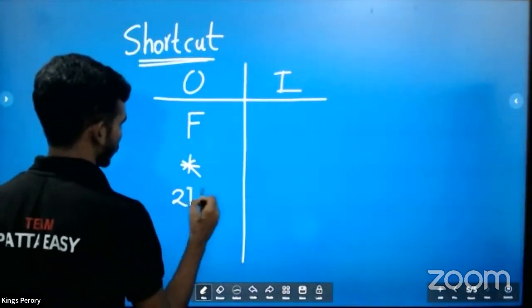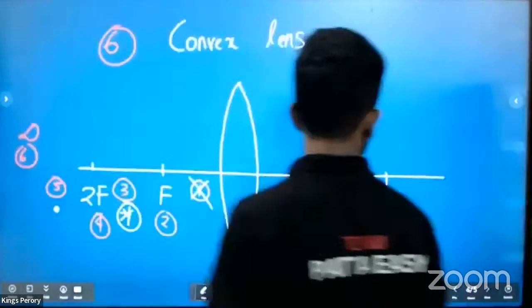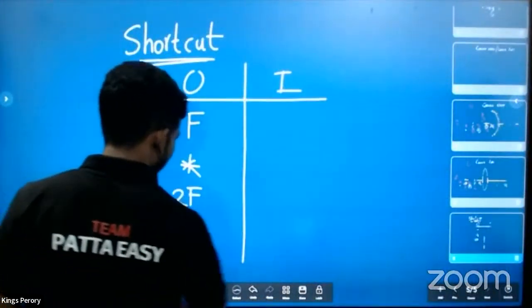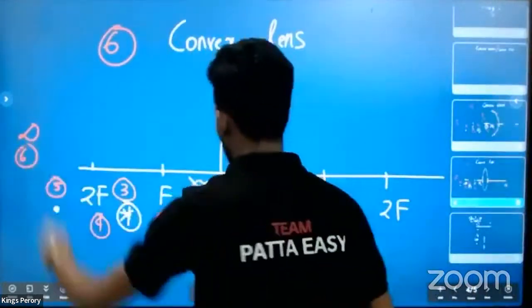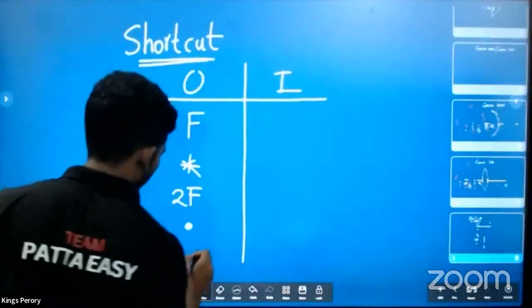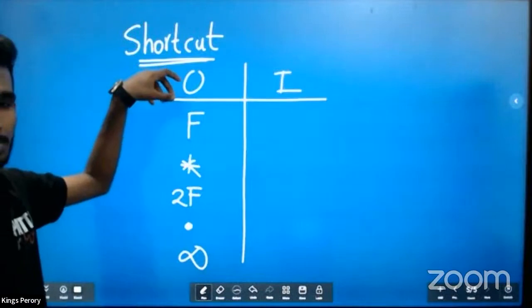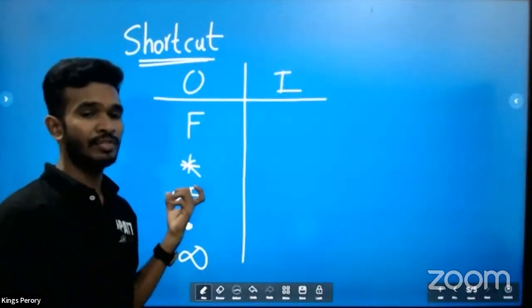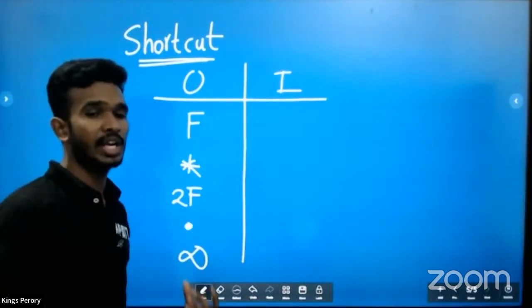We'll use 2F. The position after 2F is going to be dot. I keep a dot there. And the final position is going to be infinity. Sixth position is going to be infinity. So without my first position: F, between F and 2F, at 2F, after 2F, at infinity.